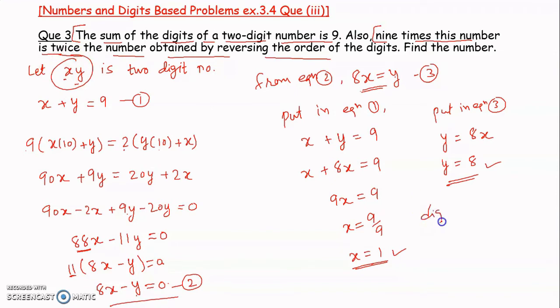So our digit is xy. X is 1 and y is 8. So our digit is 18. This is our required digit.